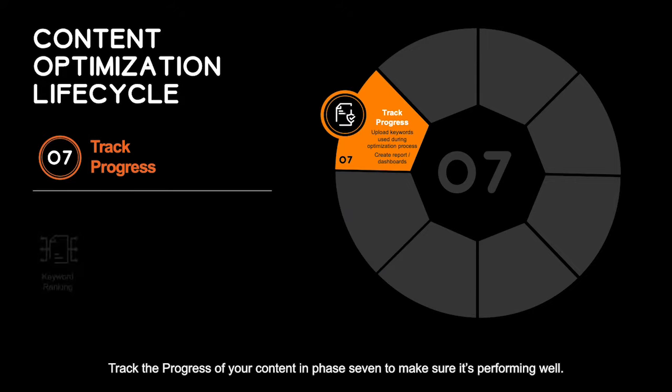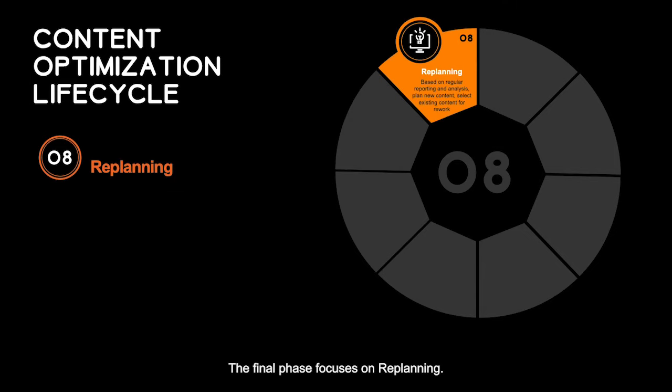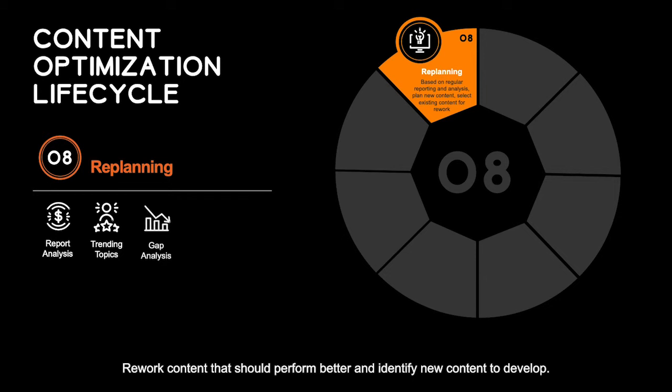Track the progress of your content in Phase 7 to make sure it's performing well. We measure things like ranking, traffic, bounce rates, and conversions to give you insight. The final phase focuses on replanning. Rework content that should perform better and identify new content to develop.